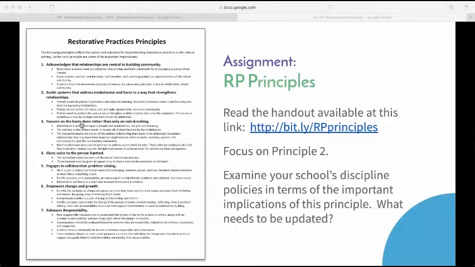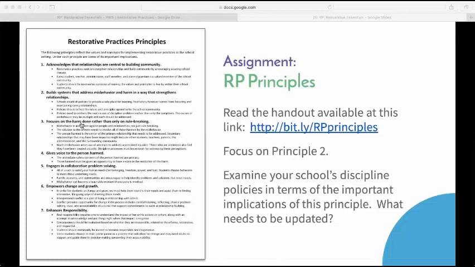Now that we've looked at the framework that can support implementation of restorative practices, let's consider some guiding principles for the work itself. With this assignment, you will review guiding principles that should be in place at your school in order to be able to successfully implement restorative practices. The document provided at the bit.ly link on your screen lists these 7 principles. Under each principle are some of its important implications.